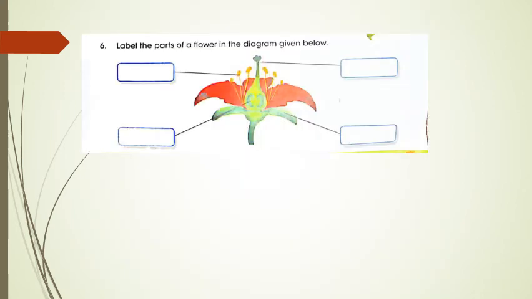Now my dear students, this is question number 6. Label the parts of the following diagram given below. Dear students, this question is for your homework. Try to write all the parts. Try to label this diagram by yourself.